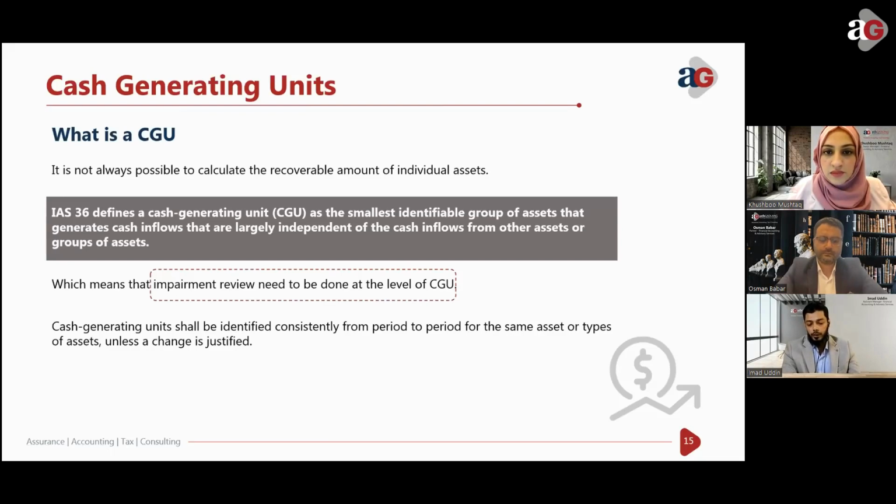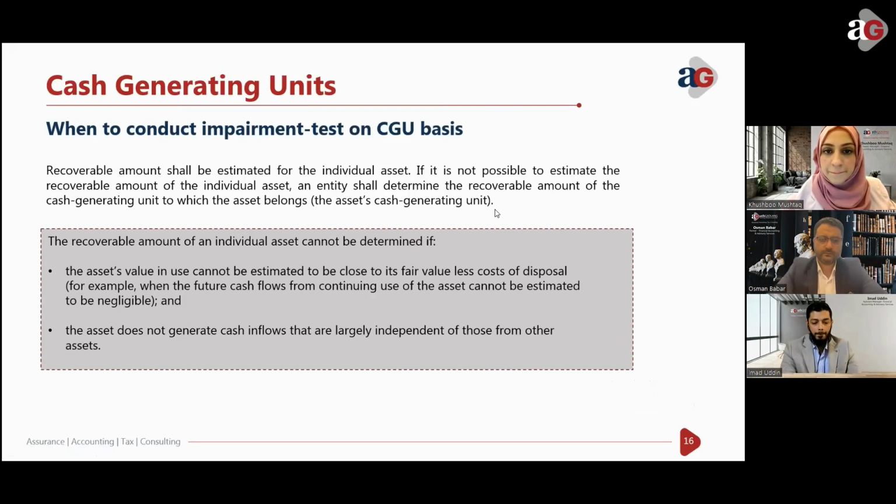Can we move to the next slide? All right, when to conduct an impairment test on a CGU basis. Basically, the priority is to identify assets for impairment as low down the hierarchy as possible. So ideally, the recoverable amount should be estimated for individual assets. But if it is not possible, then we have to go on to a CGU.